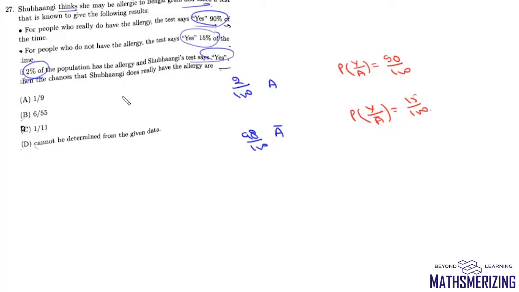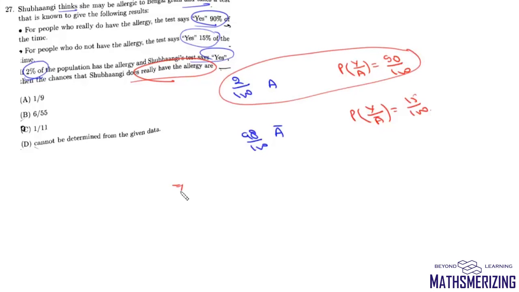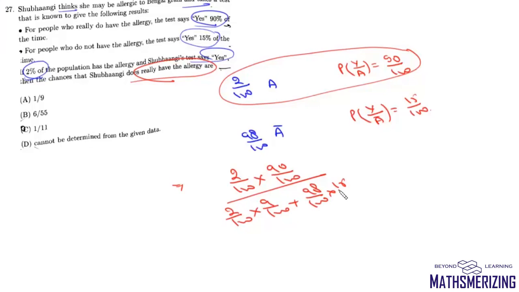Now we need to find the probability that this person really has the allergy. We'll take the case when the person has the allergy in the numerator and the total cases in the denominator. We'll have this result as (2 by 100 into 90 by 100) divided by (2 by 100 into 90 by 100 plus 98 by 100 into 15 by 100). So this 100 will get cancelled. Now we'll cancel this 15 also. So it'll be 6 and 6. So it'll be simply 12, and this is 12 plus 98.